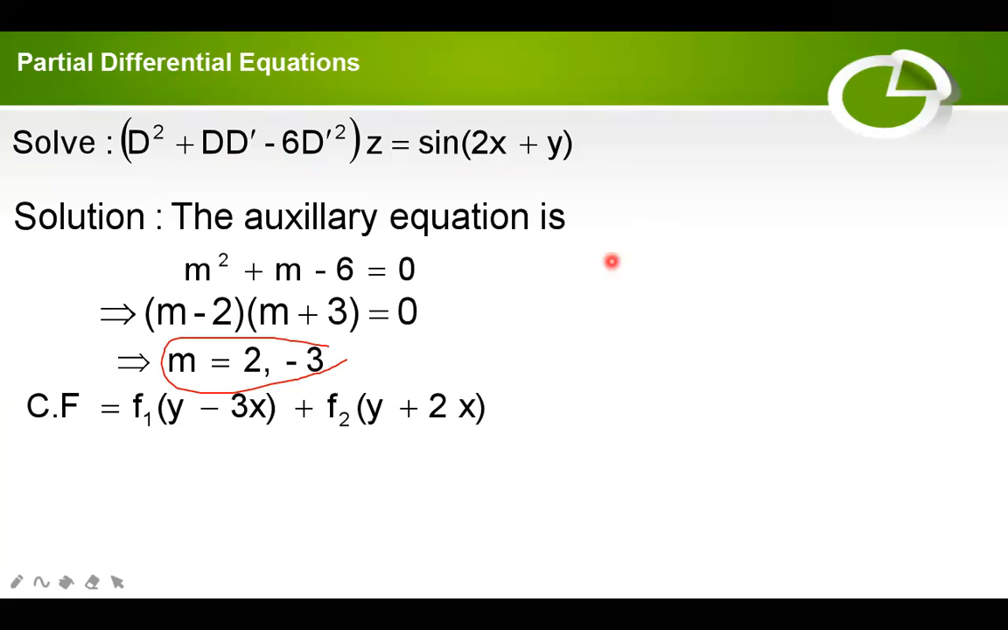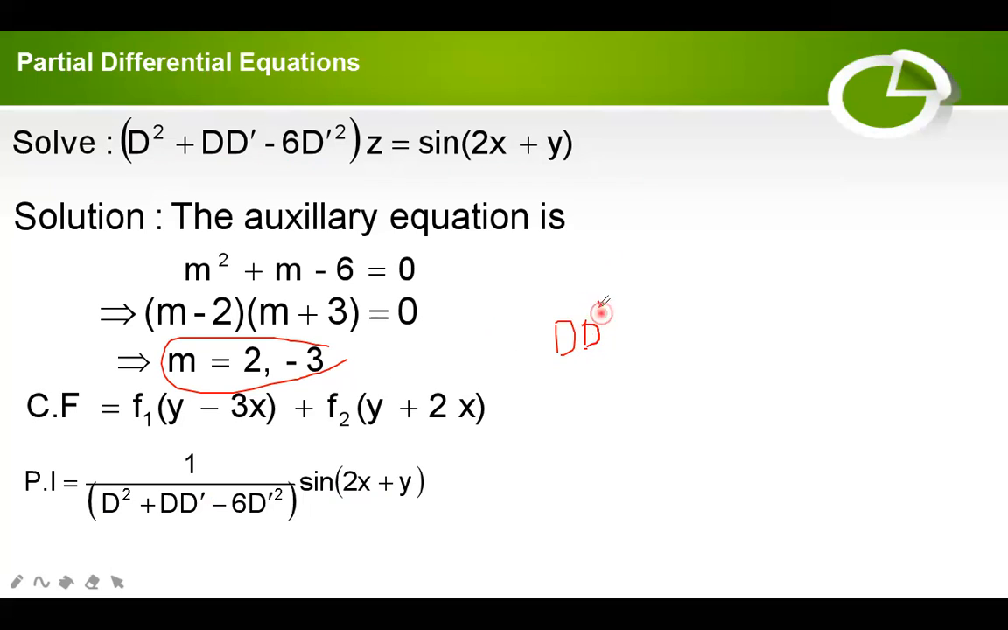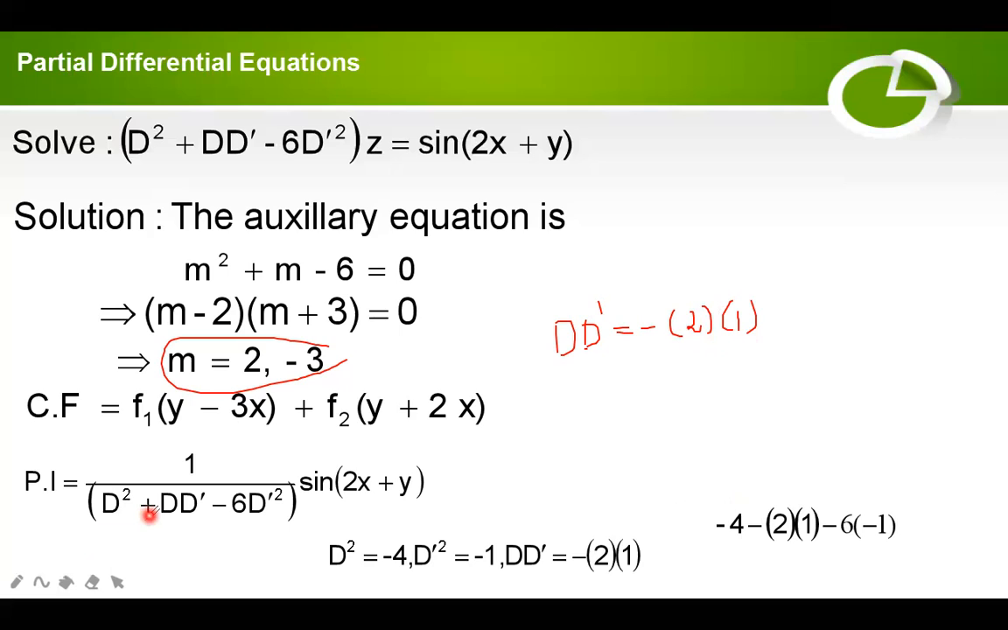Now we have to replace D square with minus a square, that is minus 2 square, and D dash square is replaced by minus 1 square, and D D dash is replaced by minus ab. So a value is 2 and b value is 1. Therefore, this is minus 4. So here we have to write minus 4, minus 2 into 1, minus 2, minus 6 into D dash square, that is minus 1. So this denominator is 0. If we simplify this, we will get 0.